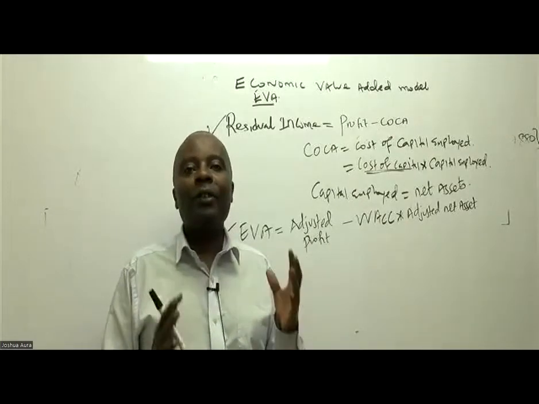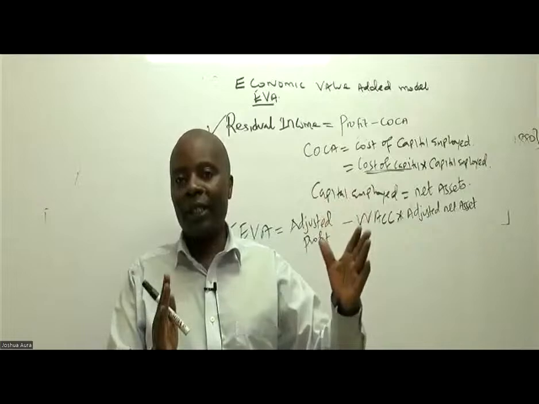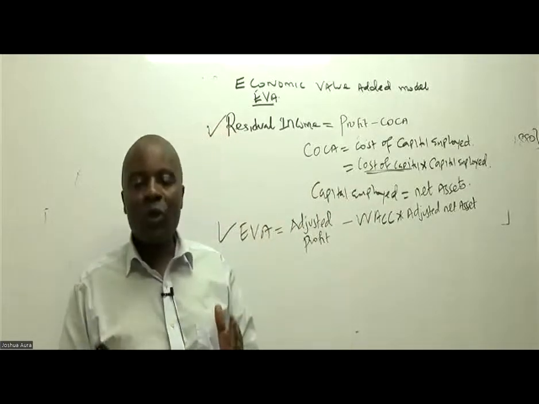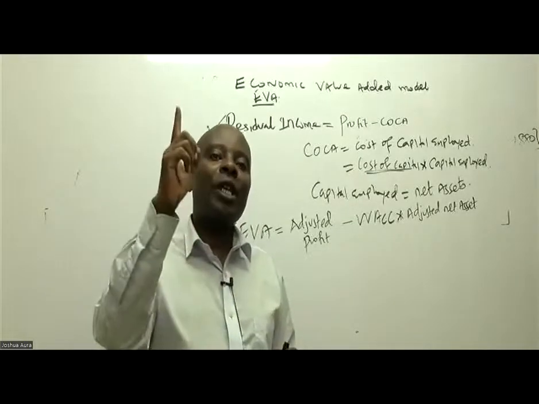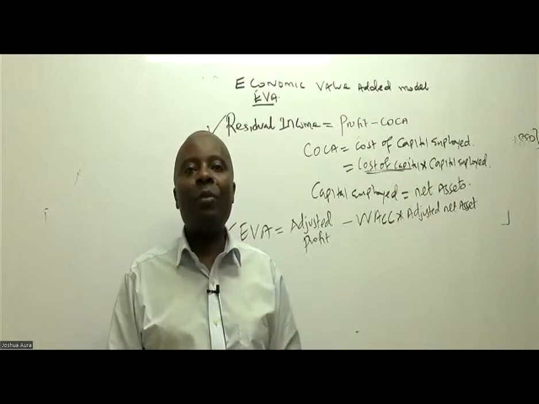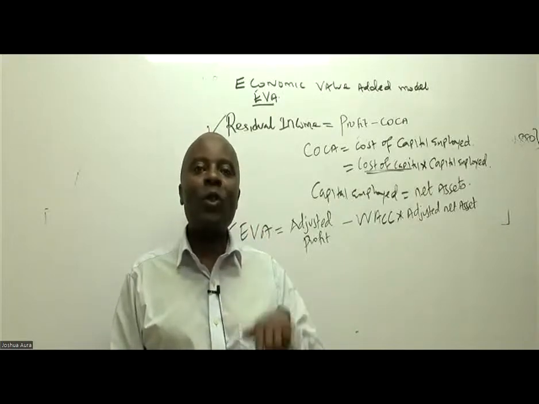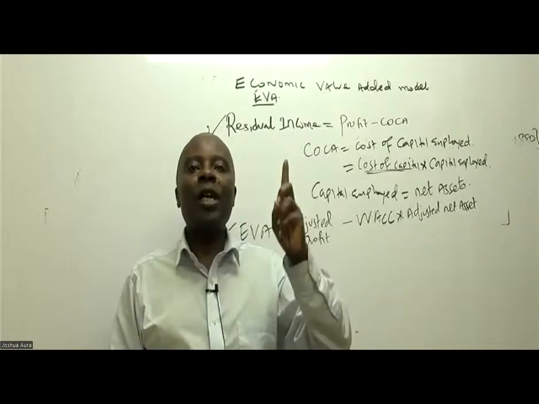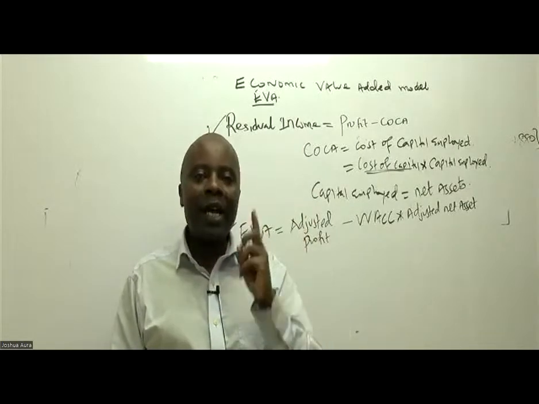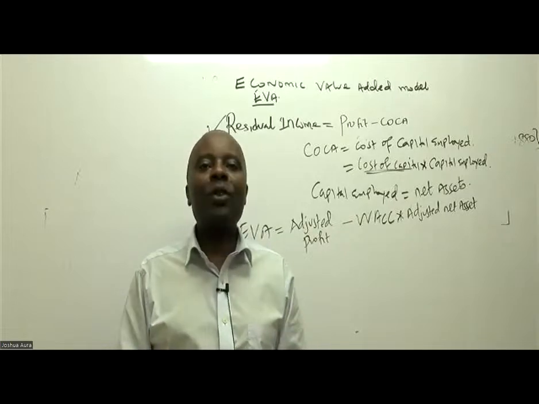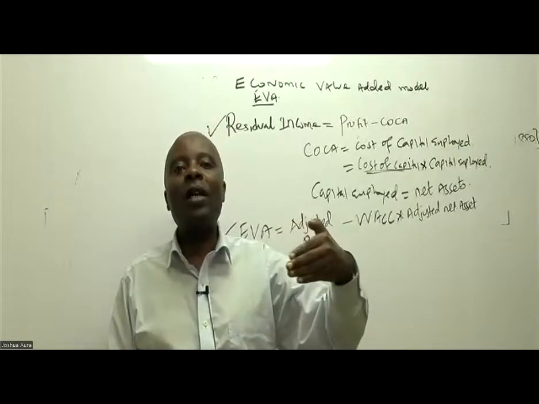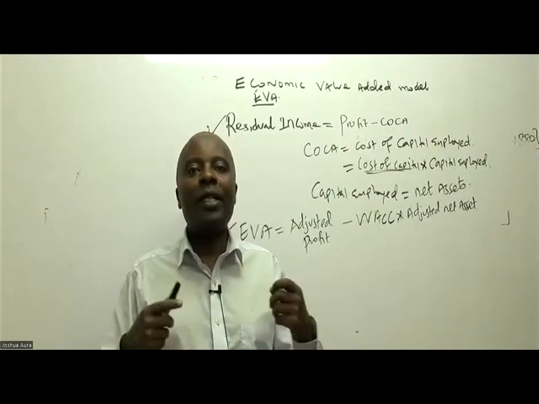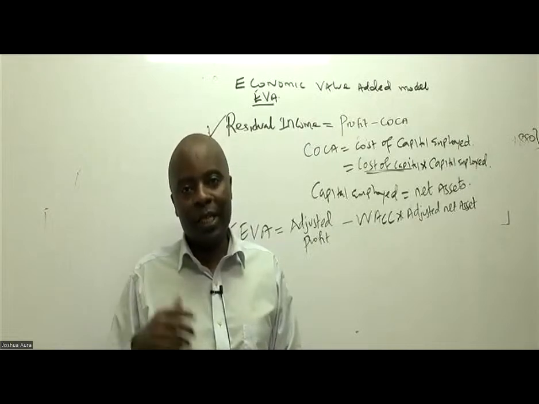Remember, number one, that EVA is futuristic. So any expense that you incur today, which has got future economic benefits, according to the EVA model, you should never punish managers who incur such expenses. Never ever punish them. Actually encourage them. And that is why we normally say that EVA is a long-termism model.